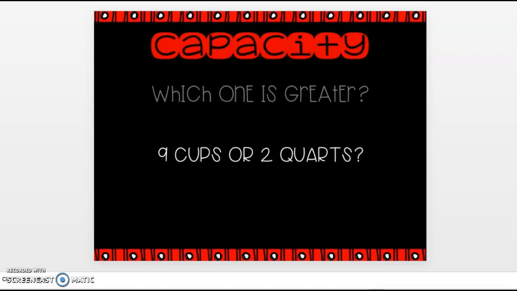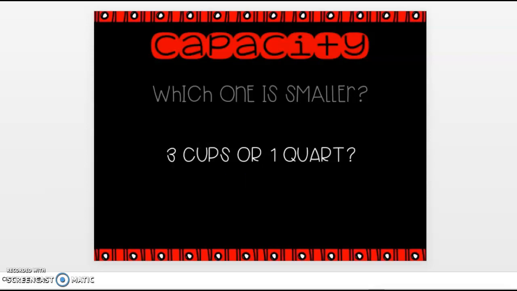So I would look at my gallon kingdom and I would look at 2 quarts and see how many cups are inside of it. If there are more than 9 cups, you have your answer. If there are less than 9 cups, you have your answer. So which one is largest? Which one is greater? That is correct, 9 cups.